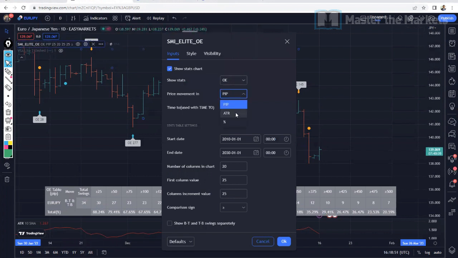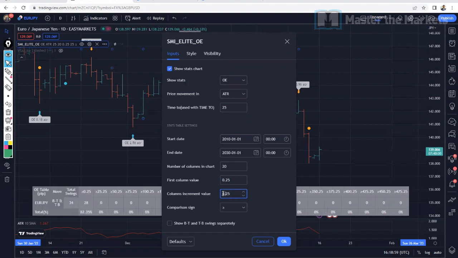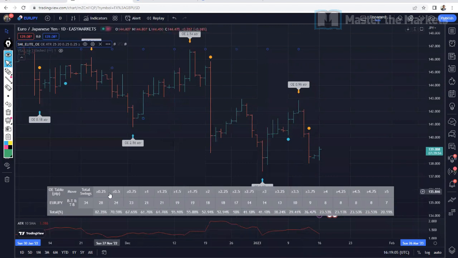Okay, so if I do this on ATR, then I change the column table to 0.25. And once I've done that, then I can take a look at it. Now it tells me in terms of ATR, right? So it at least gets to, you can see, 2 ATR 50% of the time. The only issue with this is that with this broker, we're only getting a very small data sample.